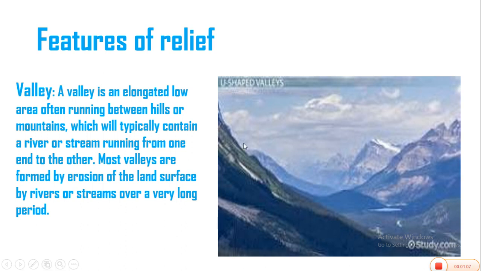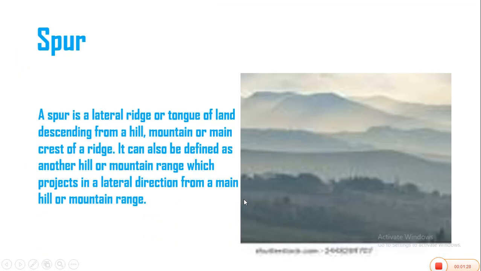The image on the screen is a sample valley, and you can see that the valley is sloping from the top of the hill down. This sloping part is what is called the valley, and it's seen between two highlands. That's the valley.